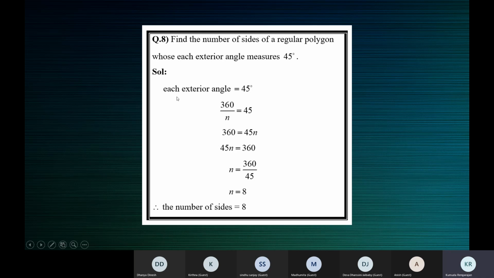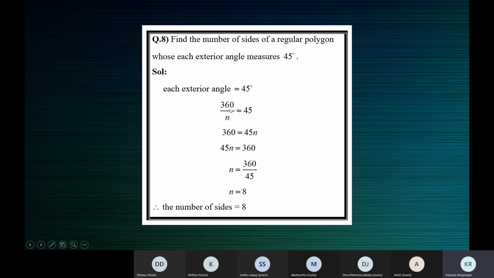So this is given, it's a regular polygon. That's why we know each exterior angle. Each exterior angle is 45 degrees. However many exterior angles the polygon has, each of them measures 45 degrees. Exterior angle is 360 by n is 45. This is the expression to find each exterior angle in a regular polygon. 360 by n is 45.